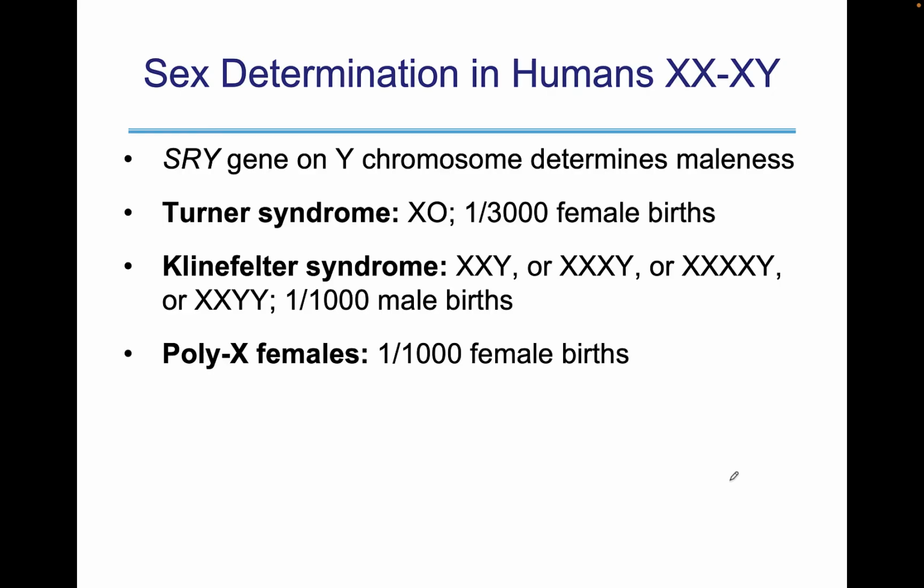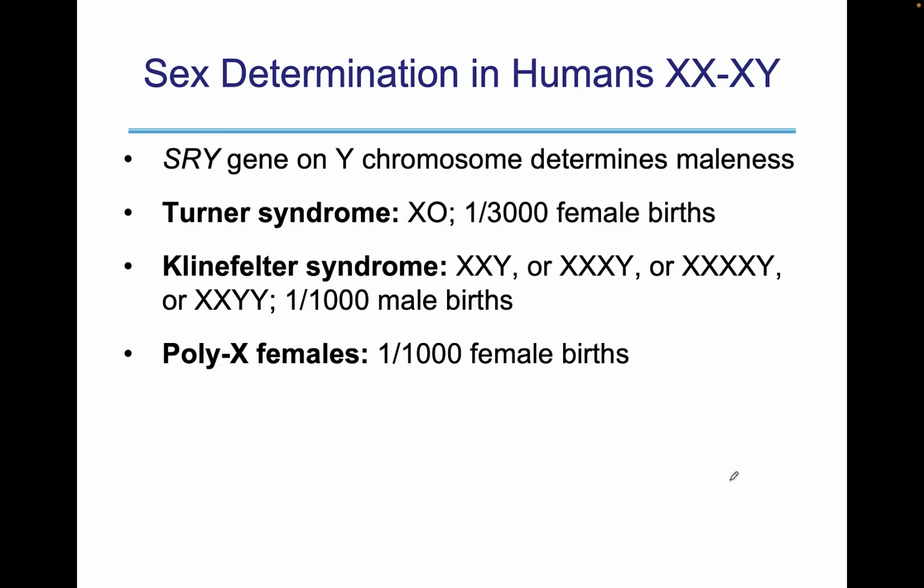Klinefelter syndrome is another one. It's about 1 in 1,000, and it affects males. This is where you have males that have the Y chromosome, but multiple X chromosomes. Okay, males with this condition frequently have small testes and reduced facial and pubic hair. They often tend to be taller than normal and are sterile. Most have what we consider to be normal intelligence as well.